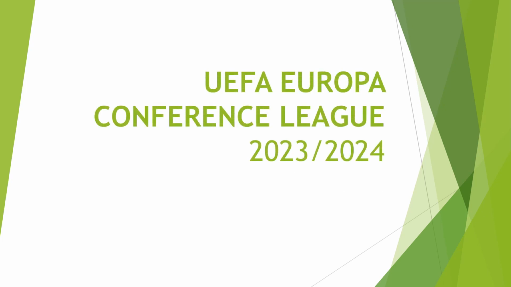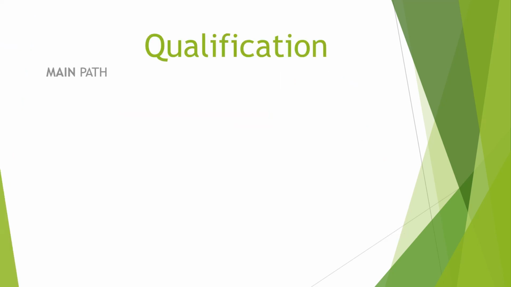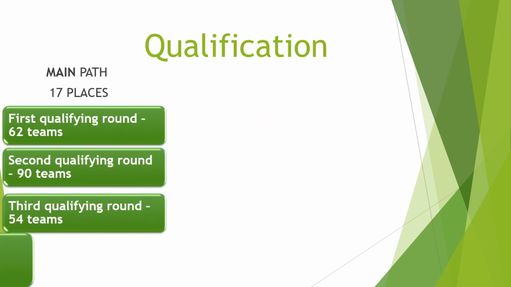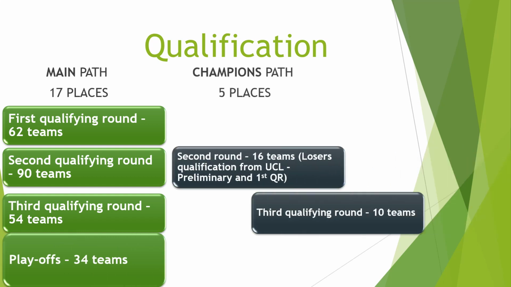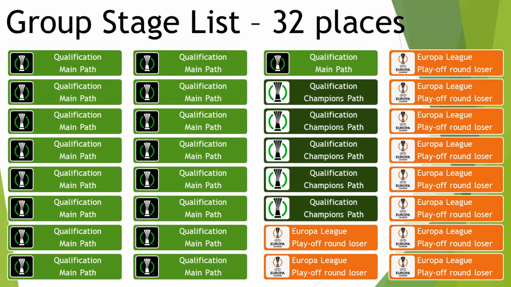Hello everybody, in this video I will tell you about what to expect in the next season of the Europa Conference League. So, as in the previous season, we will have 32 teams in the group stage, and these are 17 places in the main path, 5 places on the Champions path, and 10 places for teams that will be eliminated from the Europa League playoff round.